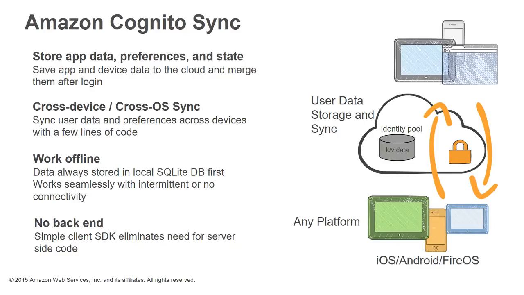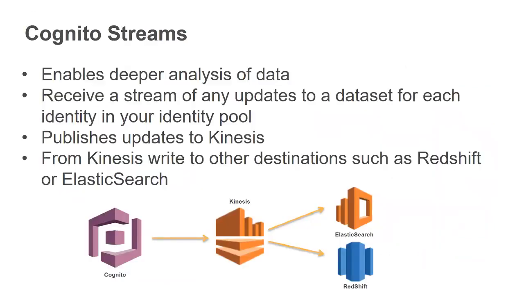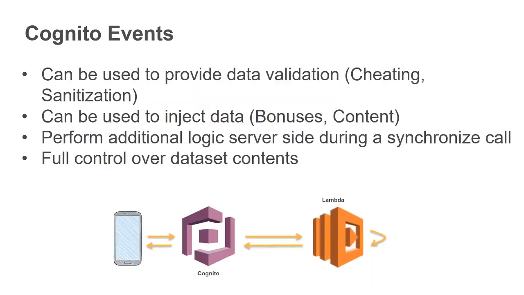Now, the last two I'll talk about, and then I'll get away from the slides. You can also do Cognito streams. So if I want to push updates back and forth to Cognito, from Cognito to Kinesis, or to use destinations like Redshift or Elasticsearch, etc., I can do that. And then I also can have Cognito events. So I can have an event fire, and I can use this for data validation. So you want to make sure no one cheats in your game, or you want to sanitize data, or you want to inject some data like, oh, you got this level and here's a bonus, or here you go, this is your 4th time shopping on our site, hooray, here's a discount code for you.